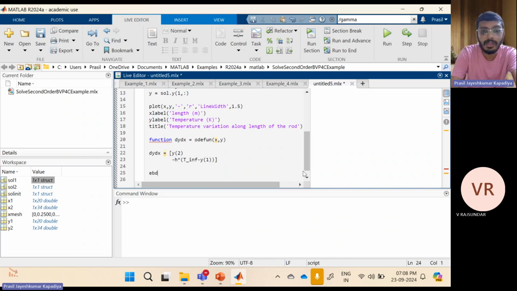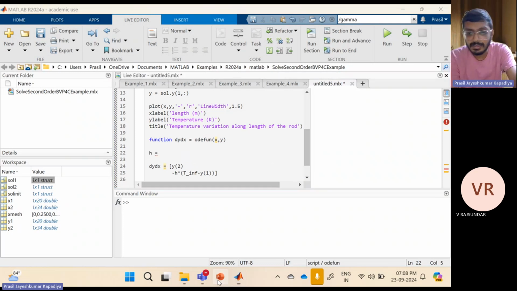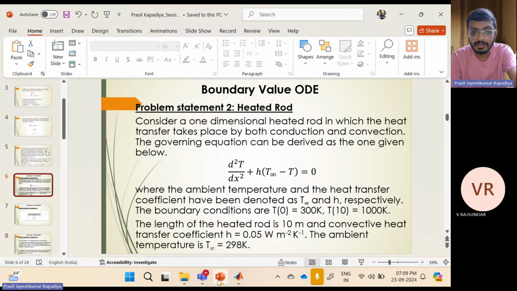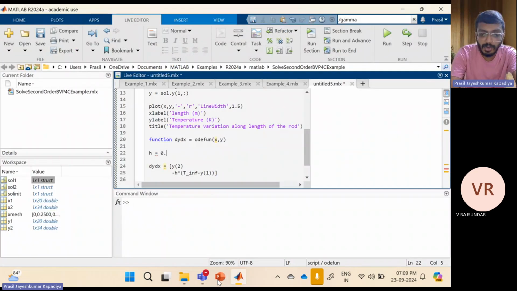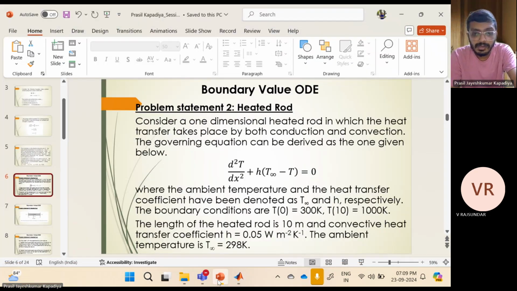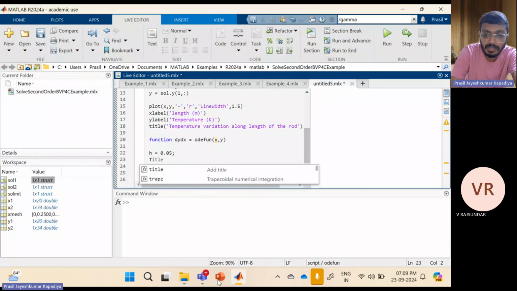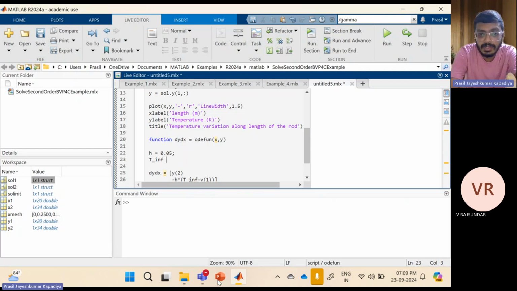So here I need to specify what my h and T are. My h is, I guess, given as 0.05, and my T underscore infinity is equal to 298 Kelvin. Okay, so what we have done is we have defined our equation.